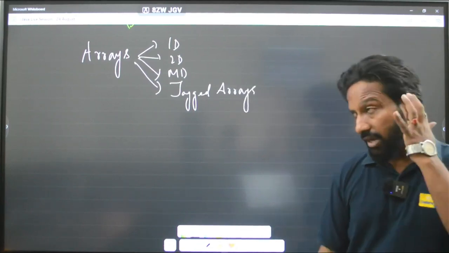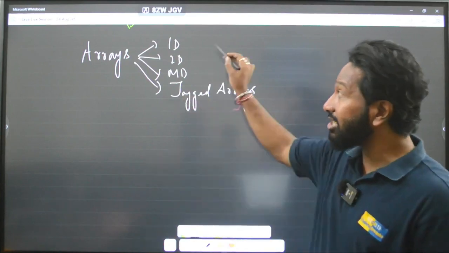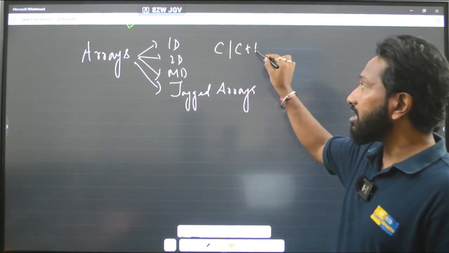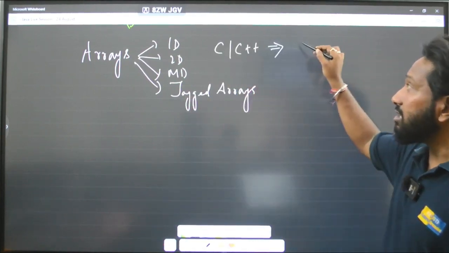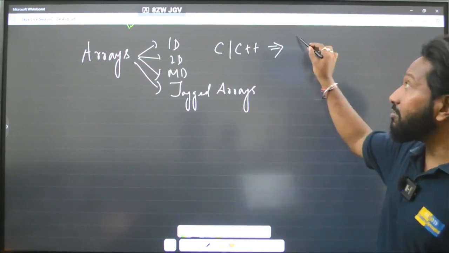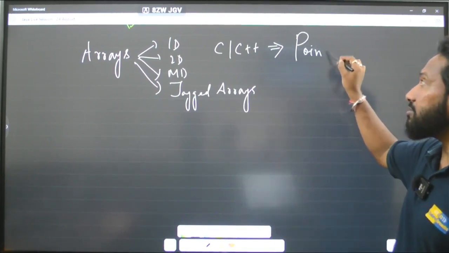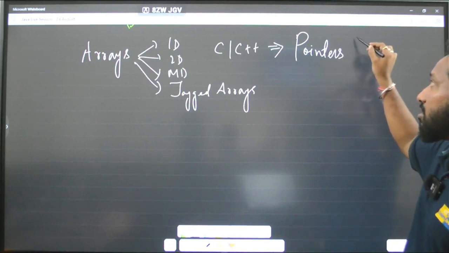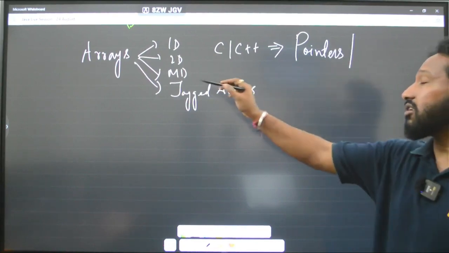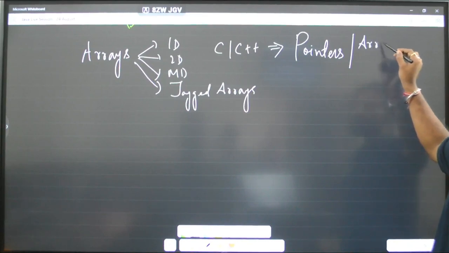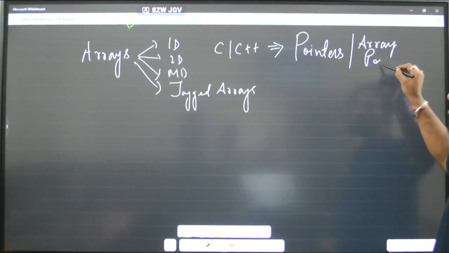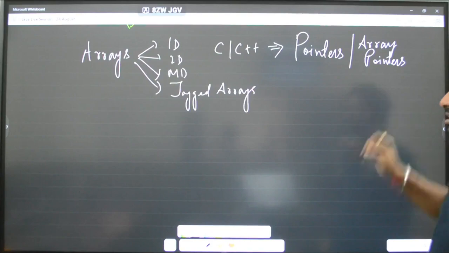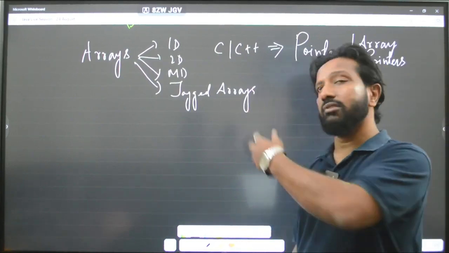Fine. And if you are learning it in C or C++, then you should also know very confidently, you should be learning about pointers. This is a very important concept. And after that, for arrays you have array pointers. Make sense? So, this is how you should approach this.